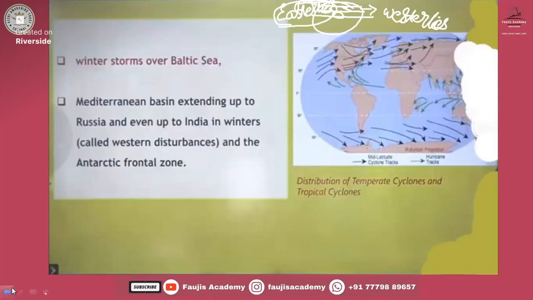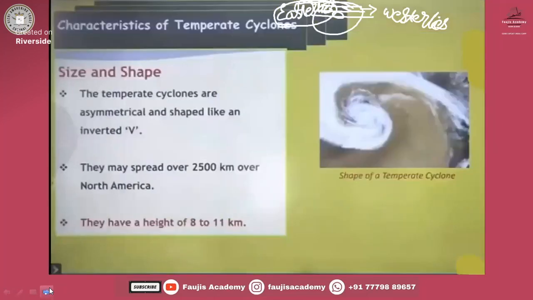So western disturbance in India: see, from where this wind is blowing, it is coming to this part, and when it comes to this part, what is happening? Here we have the Himalayas. So here what is happening? During the winter we have rainfall in northern India. That is the western disturbance. Because of the temperate cyclone, we have the western disturbance. Okay. Now all those characteristics are given.